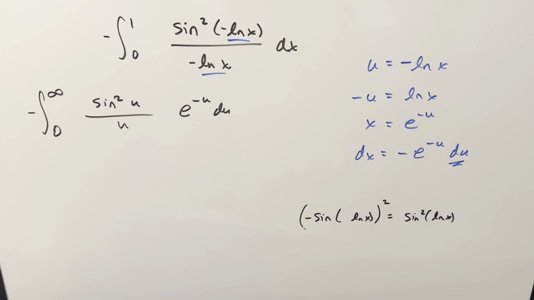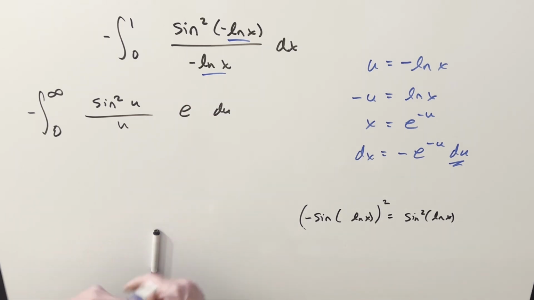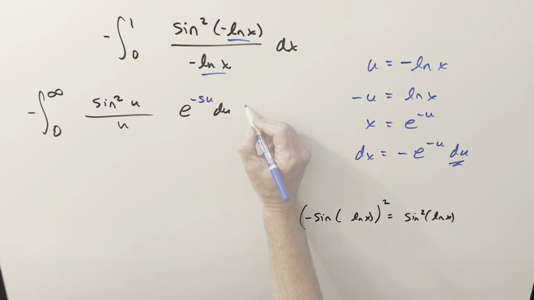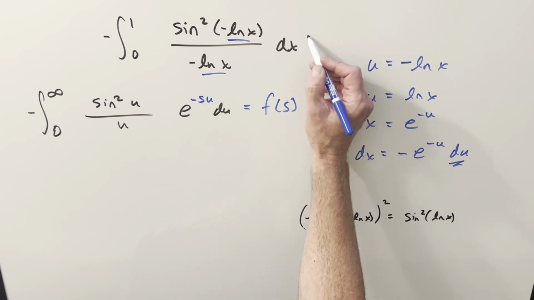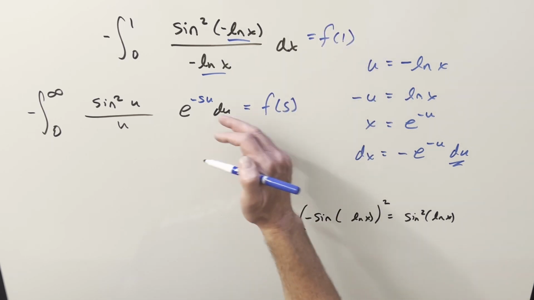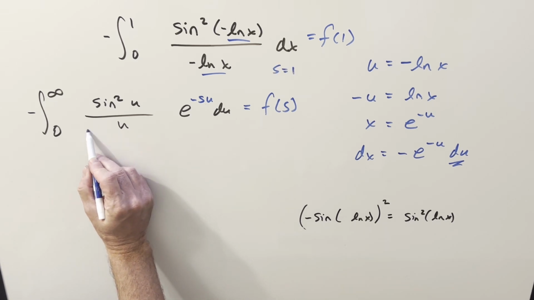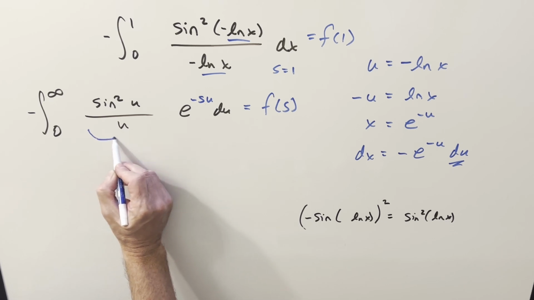Now with this here, you'll notice it's pretty close to being set up as a Laplace transform. All I need to do to parameterize this is write this as e to the minus su. We can define this as some function F of s, where when we get back to our solution, we're just going to want F of 1 when s is equal to 1. But it's a little tricky to get the Laplace transform of something when we have sine squared, because I don't have a formula for that offhand.